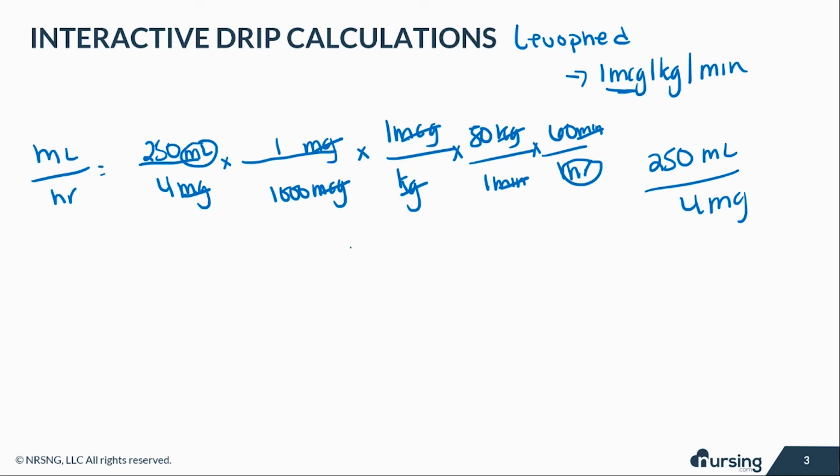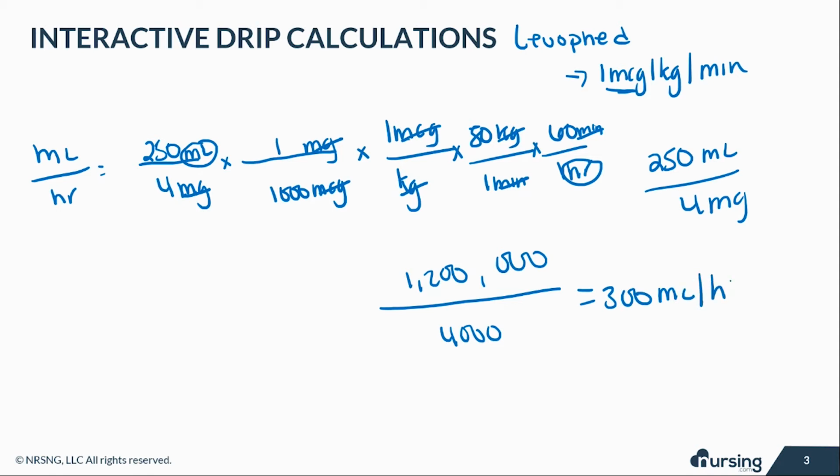It's what I wanted. So if I multiply 250 times 1 times 1 times 80 times 60, I end up with a big number. And then I need to multiply 4 times 1,000, and I end up with a smaller number, 4,000. And when I divide this out, I get 300 milliliters per hour.